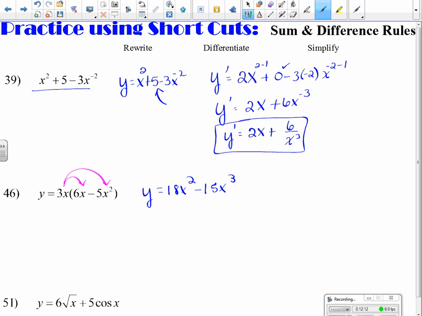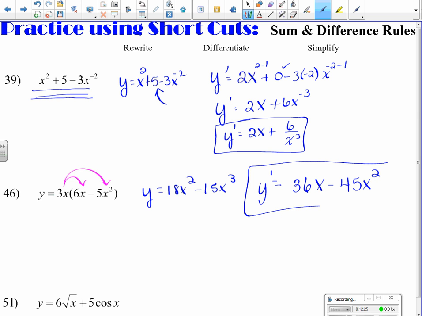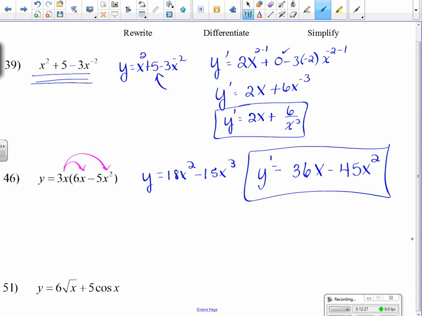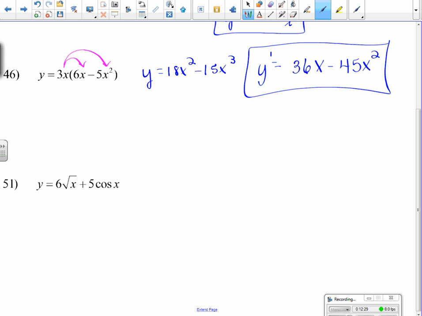And now it becomes a simple problem like we had just done. Let's take the derivative of it. So y prime, power comes down. I'm going to have 36x minus 45x to the second. Those are easy now, aren't they? Kind of like those. And then 51, rewrite it.